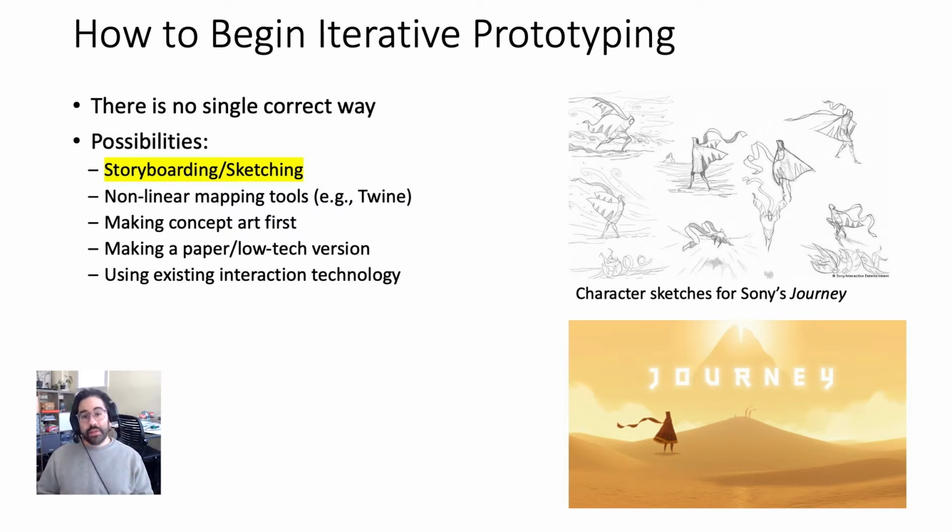Some possibilities for beginning iterative prototyping on a game or an interactive artwork include storyboarding or sketching. And we can see some examples here with some initial character sketches for Sony's game Journey. So those early drawing processes are really nice ways to quickly get ideas out on paper, literally, so that we can visually see how elements of the game are operating and get feedback about what changes might need to take place.